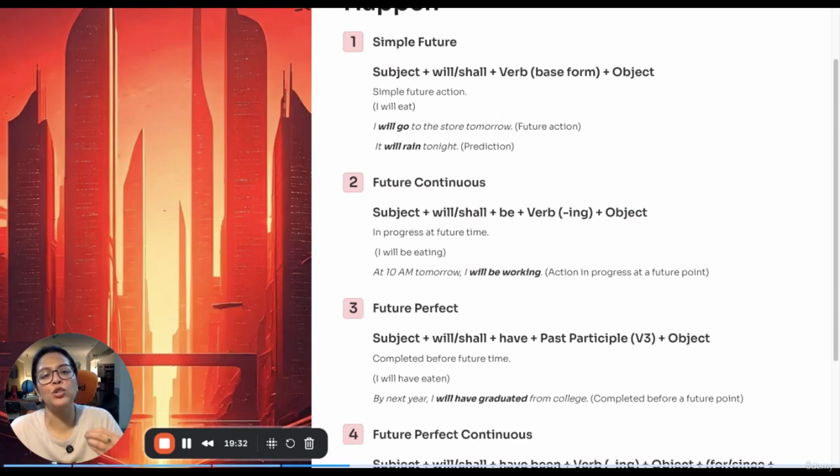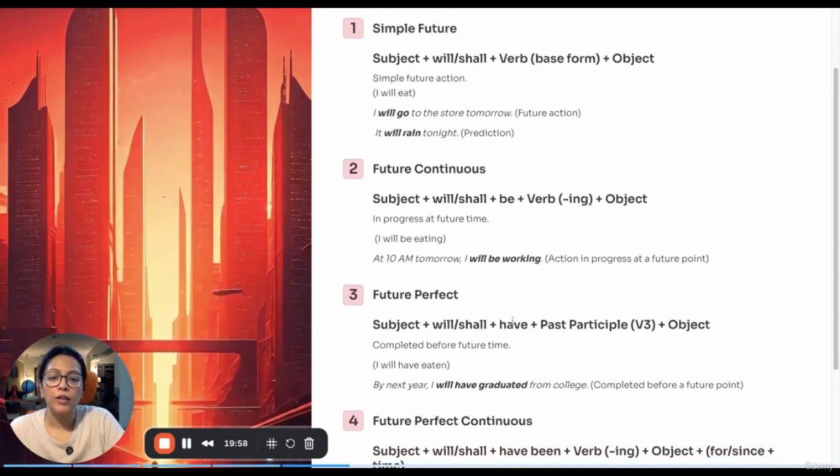Future continuous is used to talk about anything which is going to be in progress, in continuation at a future time. I will be eating. I will be dancing. At 10 a.m. tomorrow, I will be working. So action in progress at a future time. So at 10 a.m. tomorrow, I will be working. It will be in progress. My work will be in progress and this will be in future.